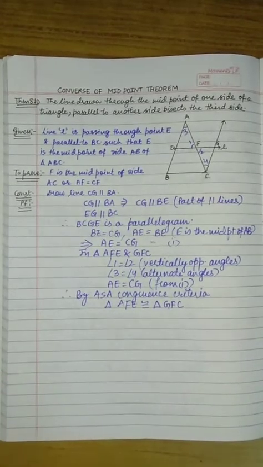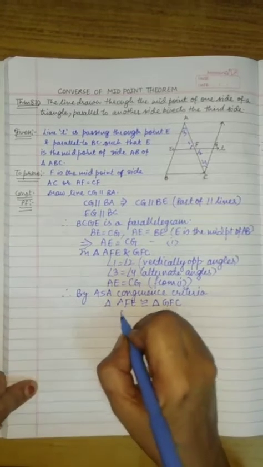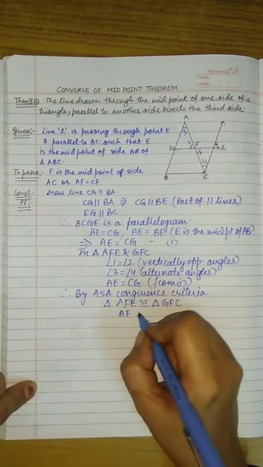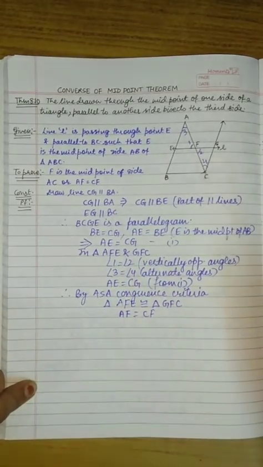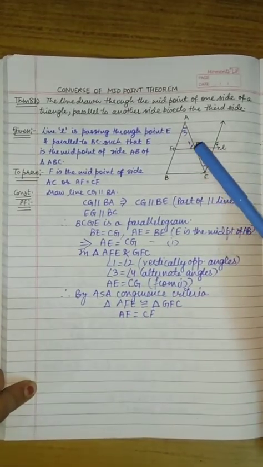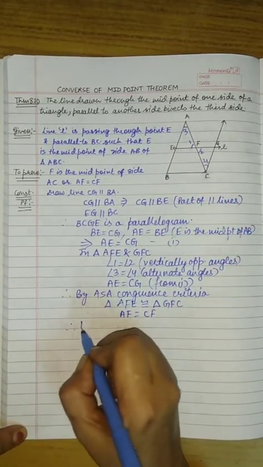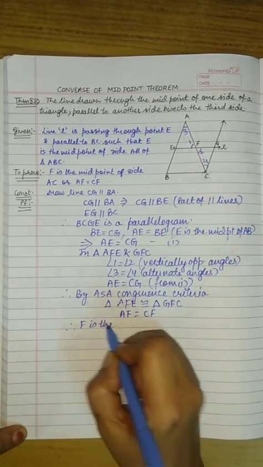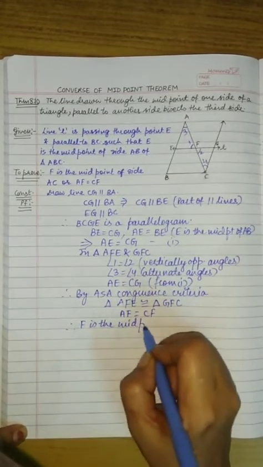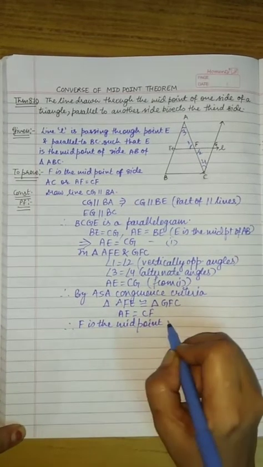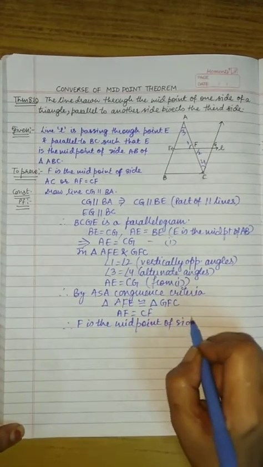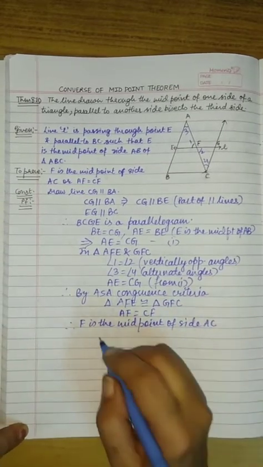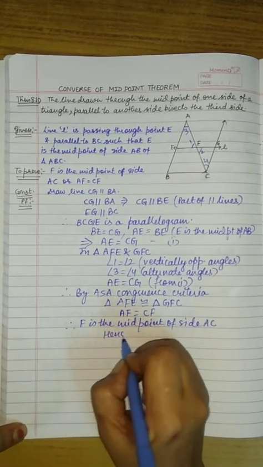Now if both these triangles are congruent, then by CPCT, AF is equal to CF. Therefore, F is the midpoint of side AC. So, hence proved.